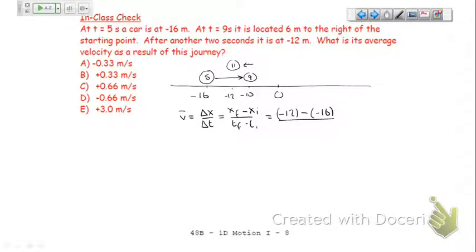And then what is my final time? Well, I had 5 went to 9, but then it said another 2 seconds, so 9 went to 11, so that would be 11 minus, what was my starting point? Oh, I started off when the clock said 5 seconds. That's going to be minus 12 minus 16, which is minus 12 plus 16, which is plus 4, over 11 minus 5, which is plus 6, which is plus 0.66 meters per second. Cool.